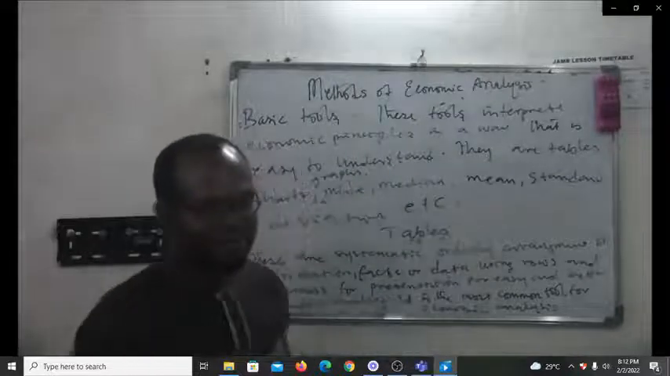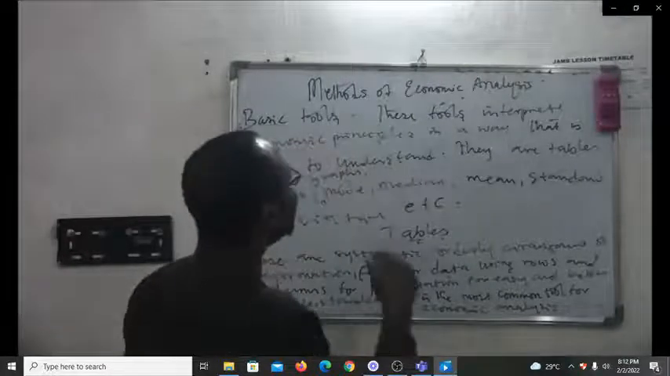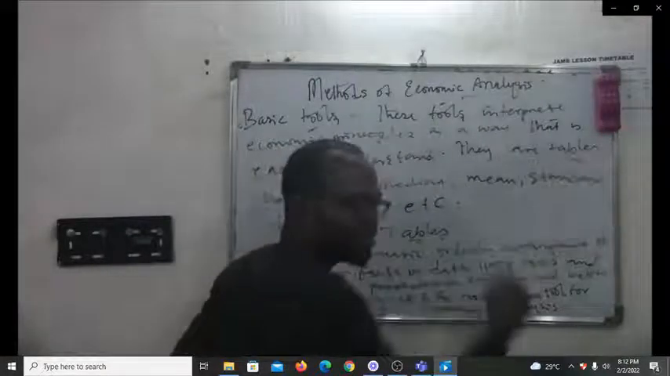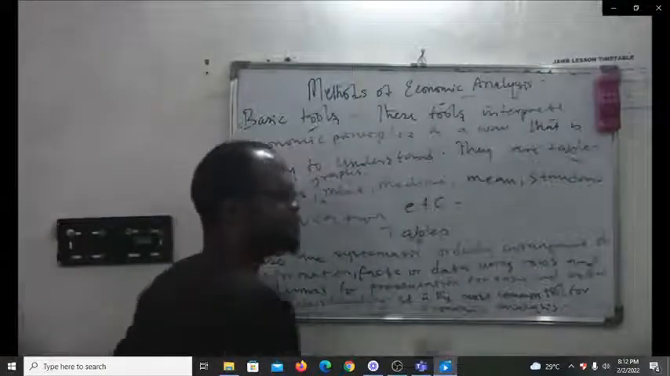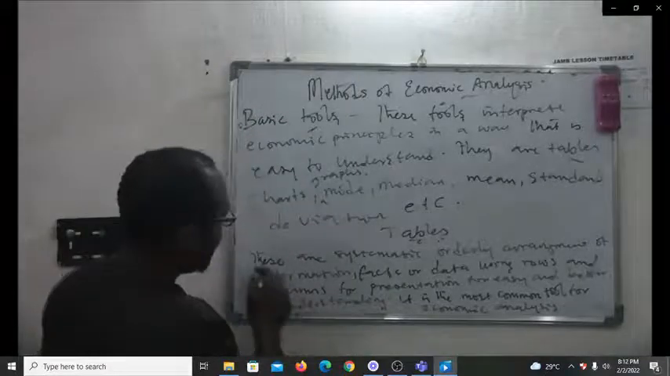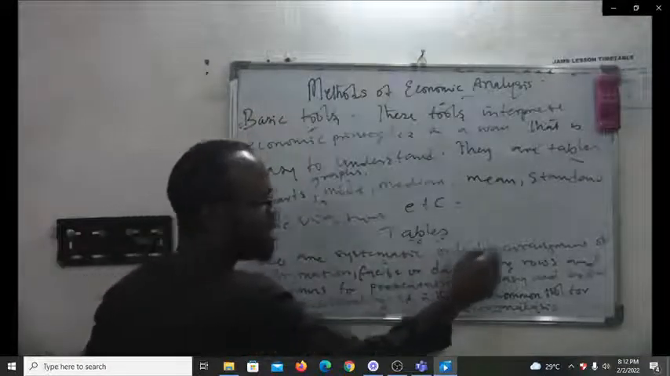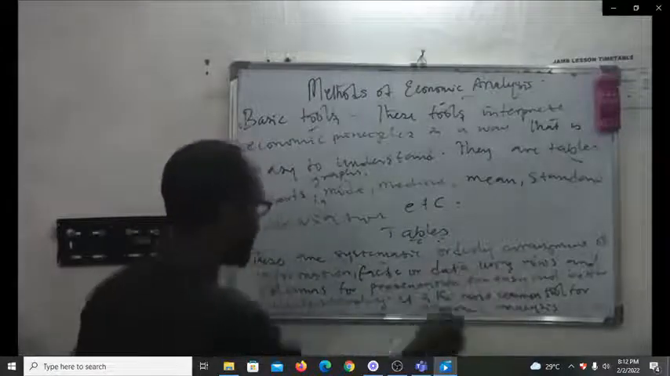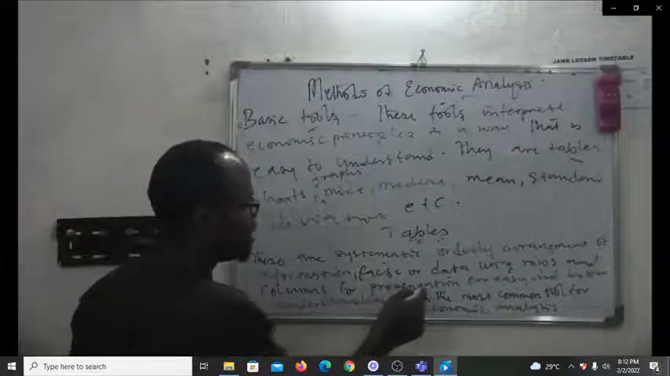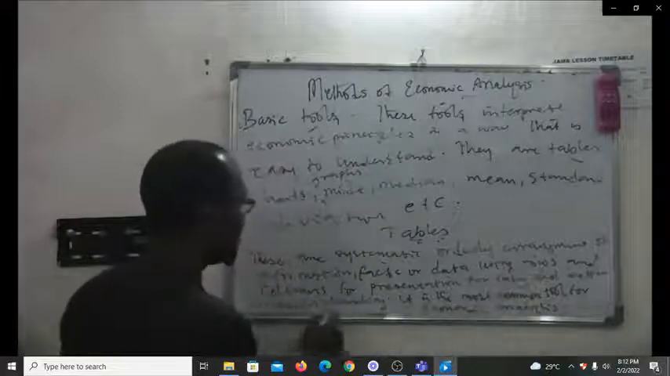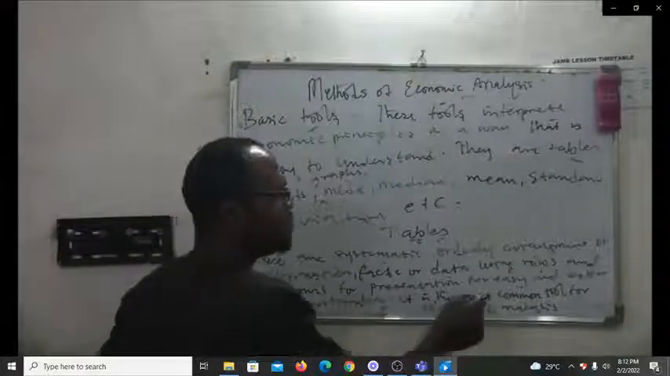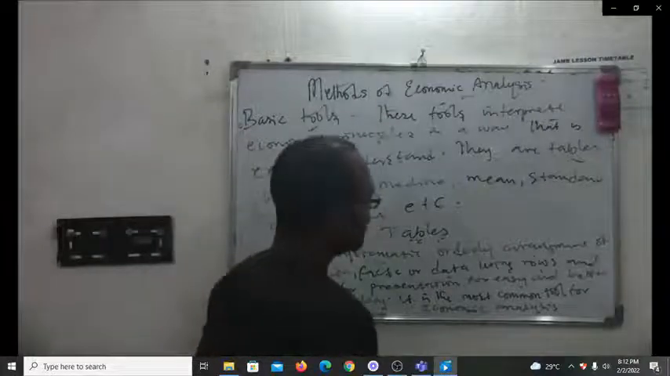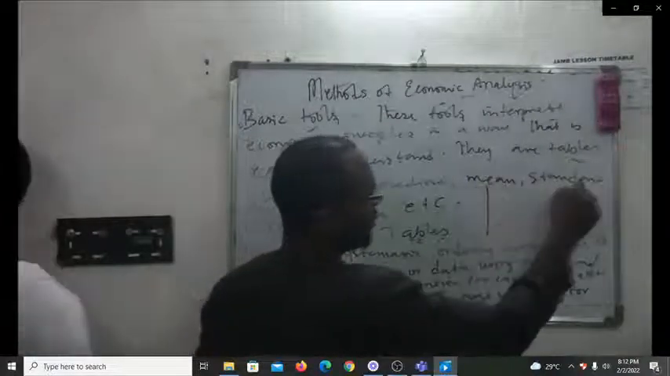Is that clear? So now we're going to take the first basic tool of economic analysis, which is known as a table. What is a table? A table is a systematic, orderly arrangement of information, facts or data, using rows and columns, for presentation, for easy and better understanding. It is the most common tool for economic analysis. This is the way you draw a table.